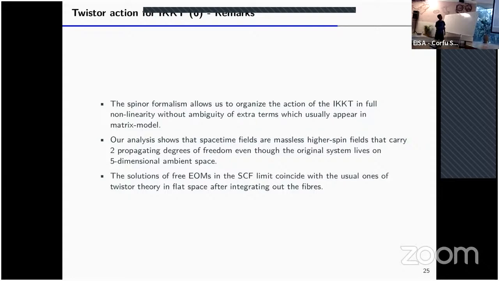Okay, so here are the remarks. The spinor formalism allows us to organize the action of the IKKT in full non-linearities without the ambiguity of extra terms, which usually appear in the matrix model due to non-commutativity of spacetime. Our analysis shows that spacetime fields are massless higher spin fields that carry two propagating degrees of freedom, even though the original system lives on a five-dimensional ambient space. And the solution of the free equation of motion in the semi-classical and flat limit coincides with the usual one of twistor theory in flat space after integrating over the fiber coordinate.